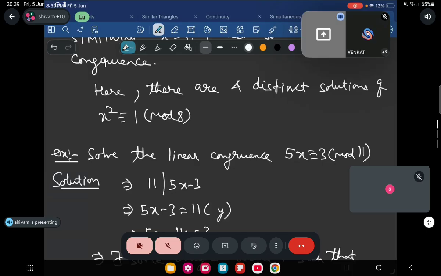So let us do one problem on linear congruence. Everyone, I'll give you an easy one. Let us solve. Try this out.